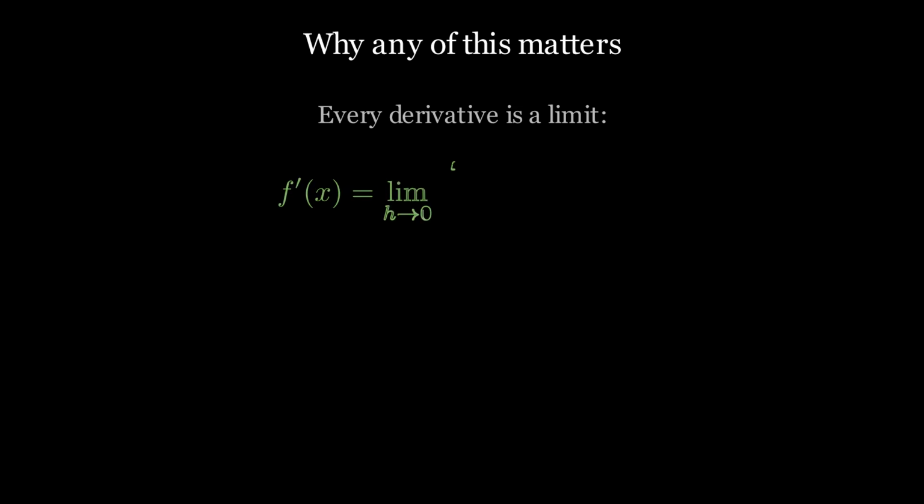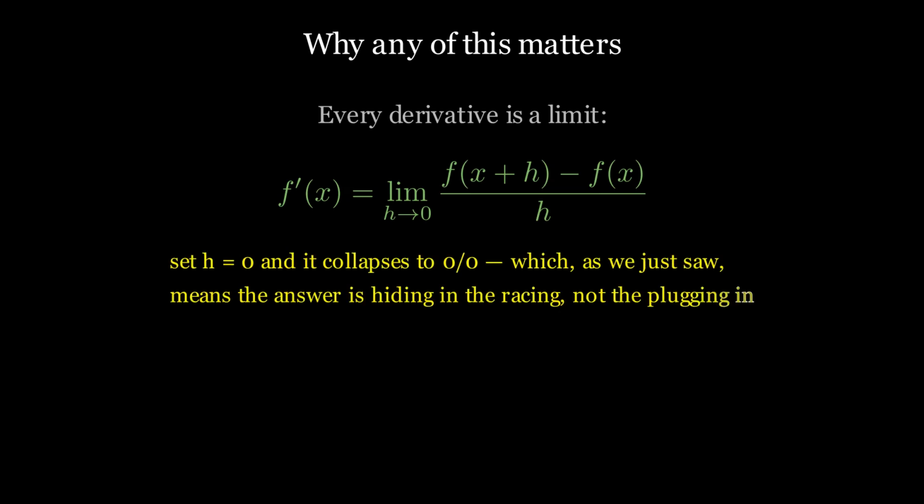So why build an entire course around this one idea? Because every derivative is a limit. F prime of x is the limit, as h goes to 0, of f of x plus h, minus f of x, all over h. Look closely at that fraction. Set h to 0 and the top becomes f of x minus f of x, which is 0, and the bottom is 0 too. It's 0 over 0, the indeterminate form we just met. Which means the slope of a curve is never something you get by plugging in. It's hiding in the race between the top and the bottom, and a limit is the only tool that gets it out.